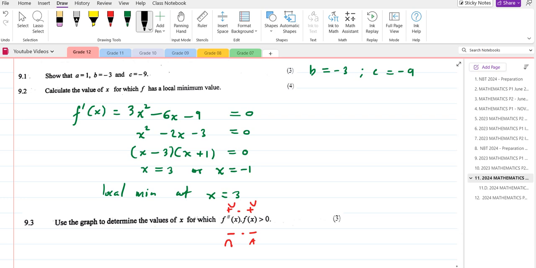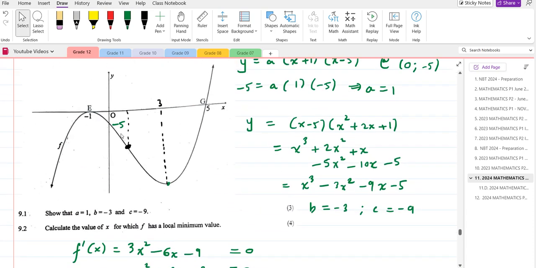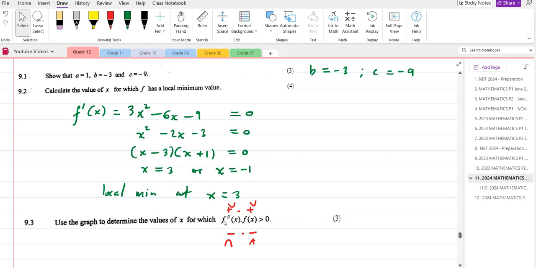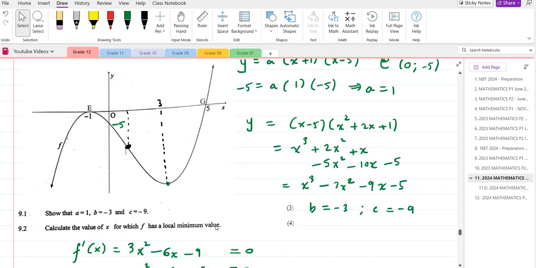use the graphs to determine the values of x for which we're looking for negative. So looking for concave down and below the x-axis. Concave down and below the x-axis. Yes, the graph is below the x-axis and concave down from here to there, from 1.